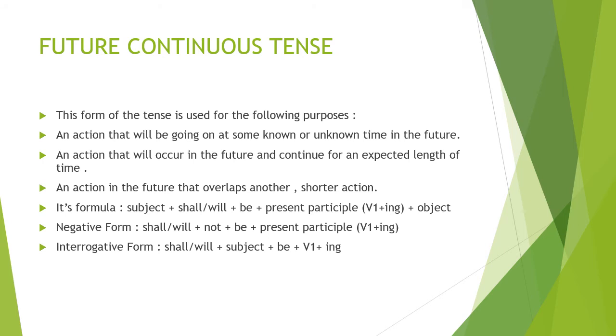How to form an interrogative sentence of future continuous? Shall or will is taken in the beginning. After that the subject will be added. Then be will be added. And then you have to add finally the first form of the verb with ing. Let us see with an example.